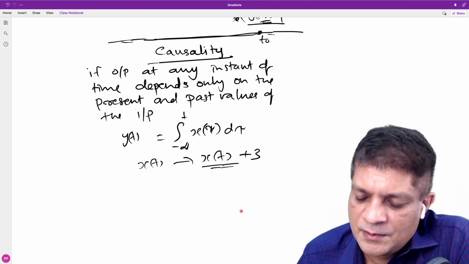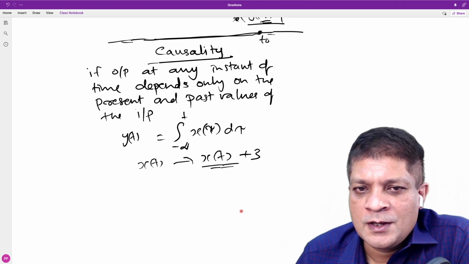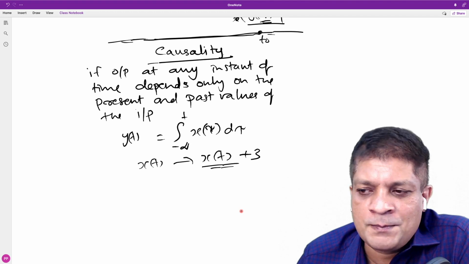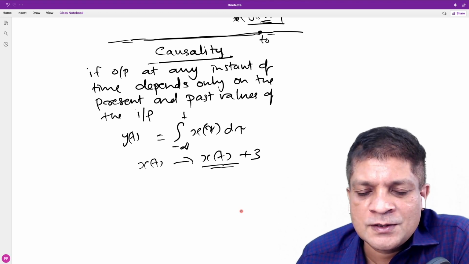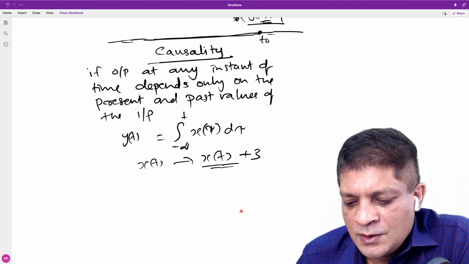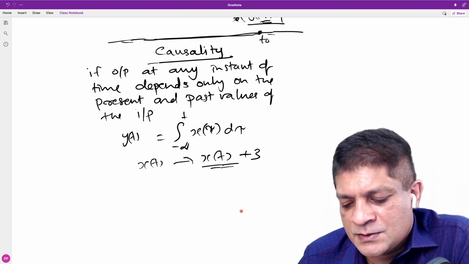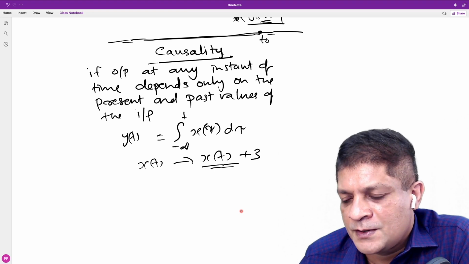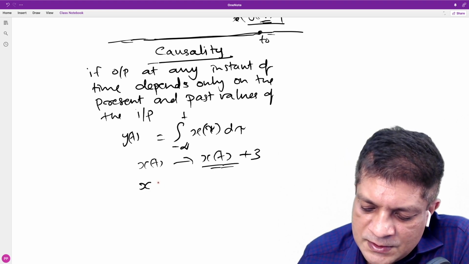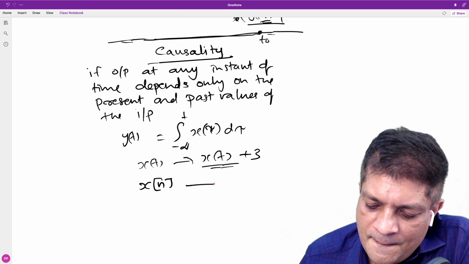Let us take an example of a discrete time system. All these properties are applicable to discrete time systems also, but I'll take examples of continuous time systems. Now let us consider an example of a discrete time system. We have a discrete time system x[n].